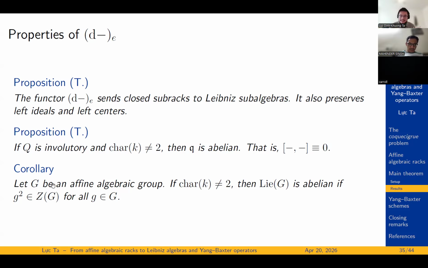So as a corollary, if you take Q to be the conjugation quandle of an affine algebraic group, then you get this result: for an affine algebraic group over characteristic not two, if the square of every element is central in the group, then the Lie algebra is abelian. And this is actually not too hard to show directly, but this proposition gives us a very nice way of generalizing that to affine algebraic racks.